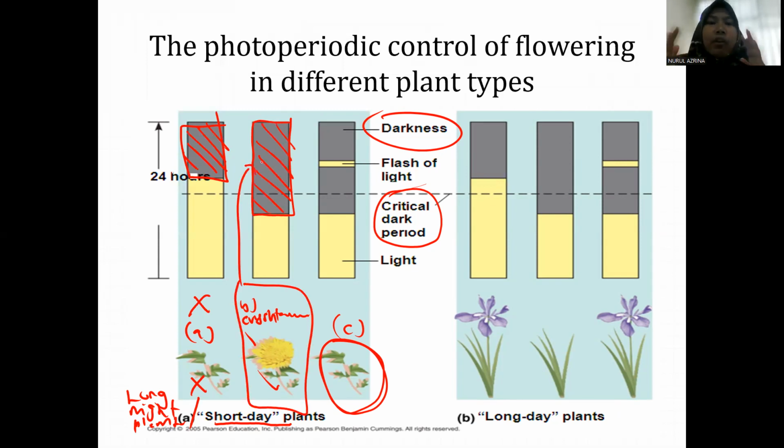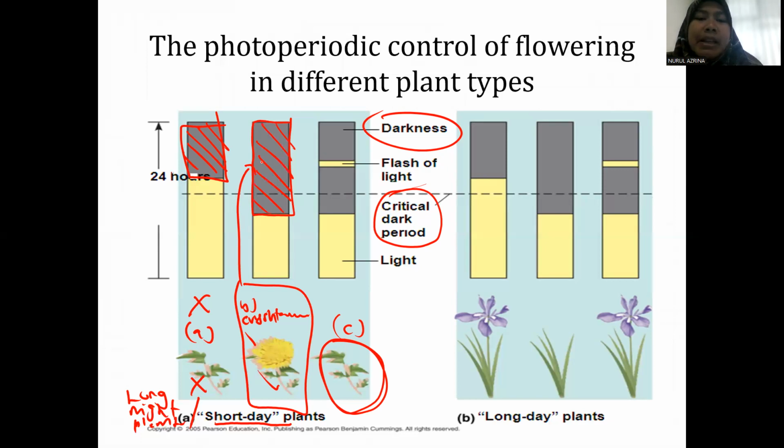You can see sometimes we can get confused if we are referring to short day, right? Confused a little bit. So that's why I'm encouraging you to memorize only one name. If you prefer focusing on the night length, then you just focus on long night plant, short night plant, something like that. Okay, right.